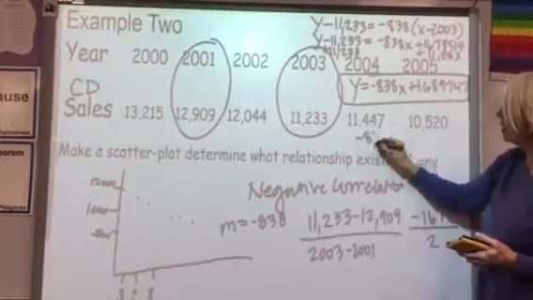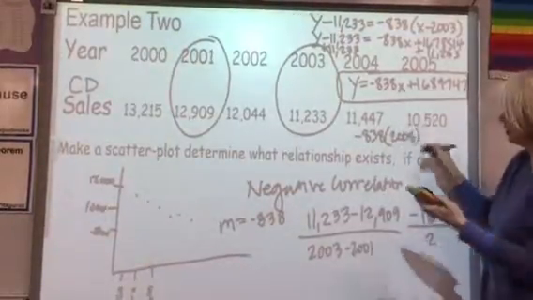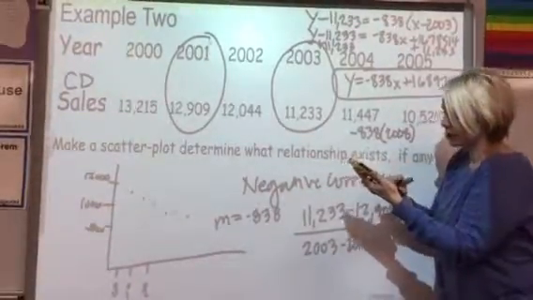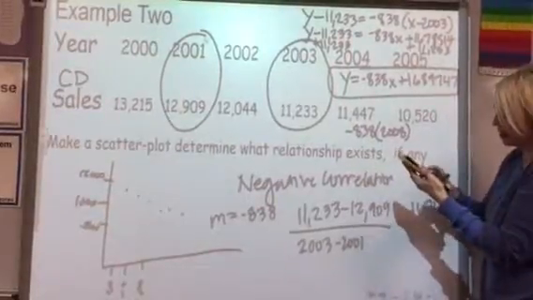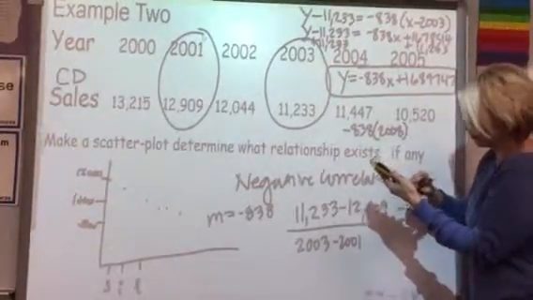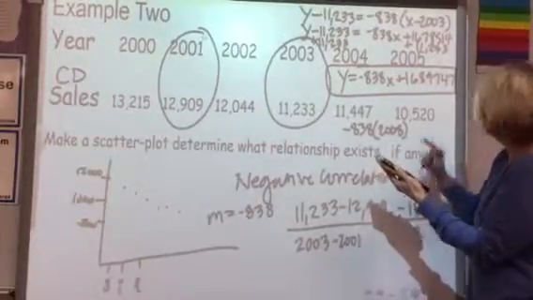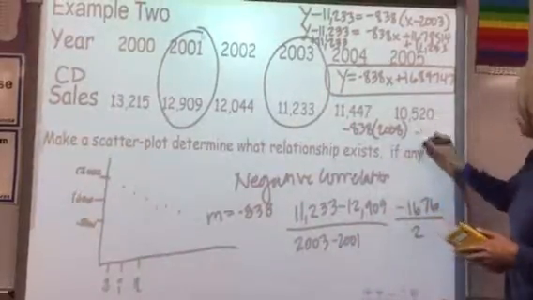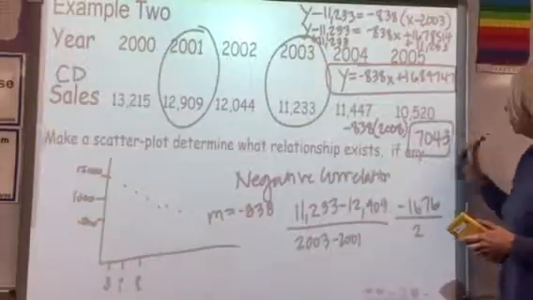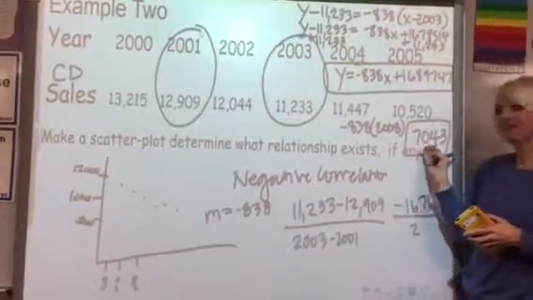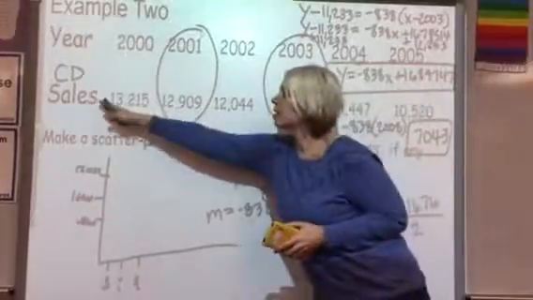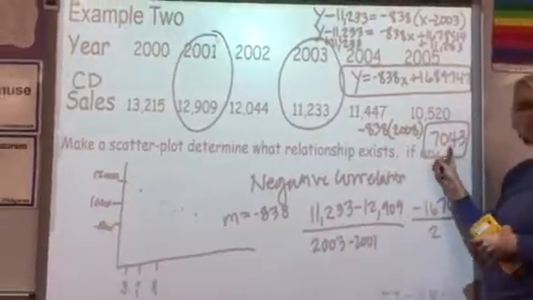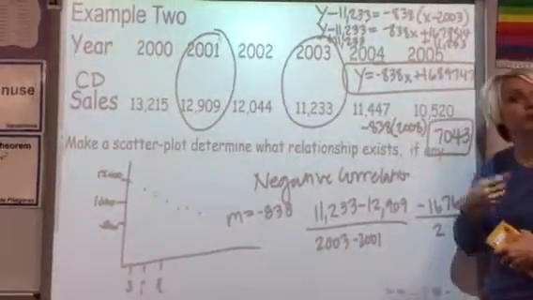So if you wanted to know what was going on in the year 2008, you would plug that in here: negative 838 times 2008. We'll go ahead and do that. And then we're going to add 1,689,747. So we get about 7,043. So in the year 2008, about 7,043 CD sales existed, and that makes sense because it's going to be going downhill. So that is called extrapolation when it's outside the data. So you try the one in your notes.